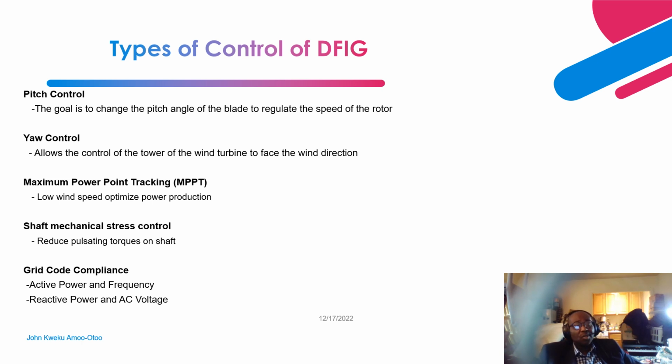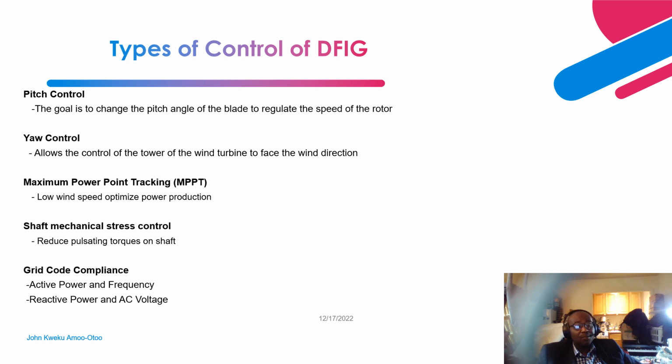Then we have the yaw control, and basically this allows the turbine blades and hub to face the new direction of the wind. Then we have maximum power point tracking. Let's say all of a sudden the wind speed changes to a much lower level, and you want to achieve the maximum power production output. That is when you utilize maximum power point tracking. It is able to select a particular speed and a particular power that is supposed to be generated and implement that control scheme. Also, you can have the option of controlling the shaft mechanical stress by reducing the pulsation on the shaft.